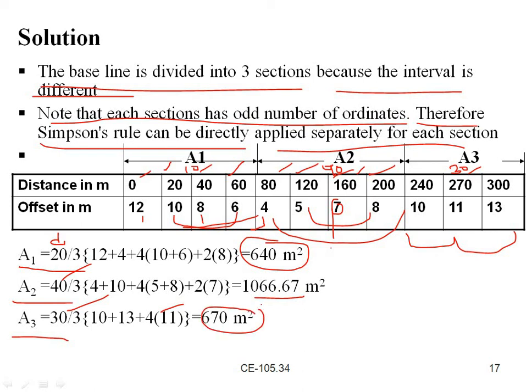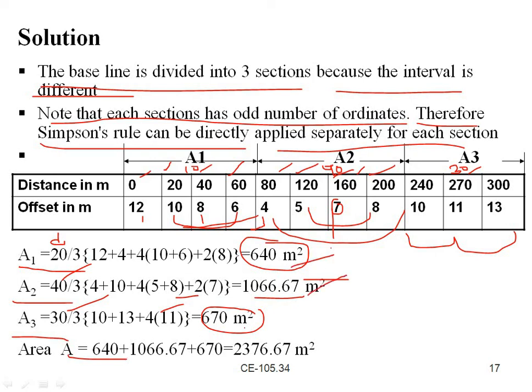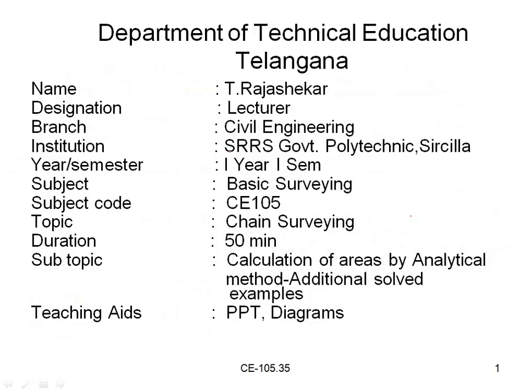So these are the A1, A2, A3 areas which are calculated by Simpson's rule. So this method is very important for the examinations. So finally, total area A is equal to 640 plus 1066.67 plus 670 is equal to 2376.67 meters square is the area. So now let us see some more examples.